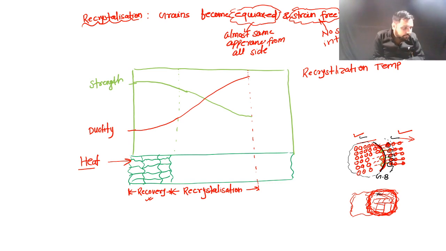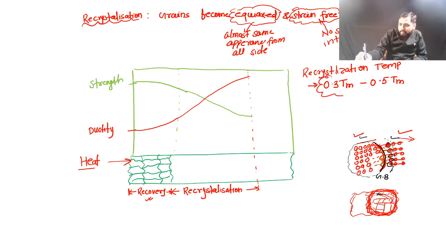And my dear friends, this recrystallization temperature for most of the metals and their alloys ranges between 0.3 of the melting temperature to 0.5 of the melting temperature. Okay.